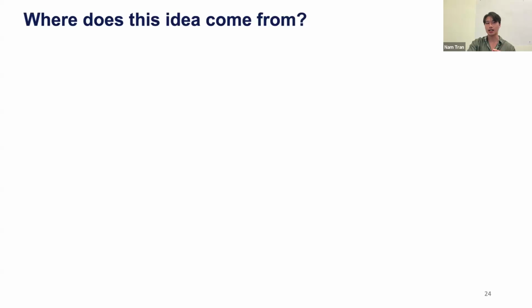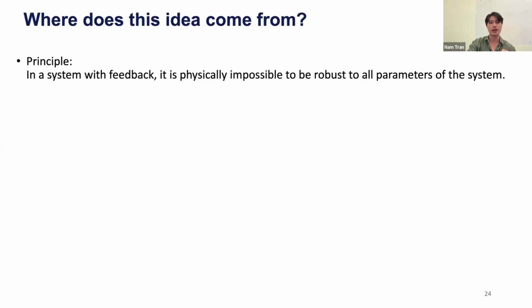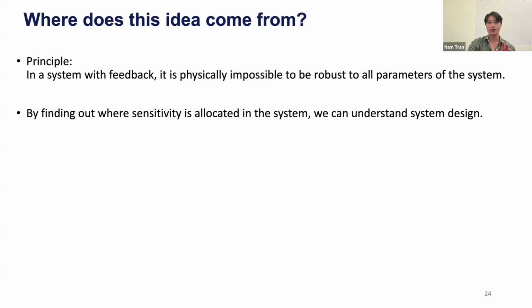So where does this idea come from? It comes from this principle that in a system with feedback, it is physically impossible to be robust in all the parameters of your system. Your cell has to assign what to be sensitive in and what to be robust in. And by finding out where the sensitivity is allocated, perhaps it can help us understand the system design, whether that be by nature or perhaps we want to make a system.